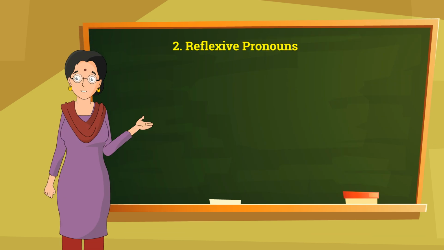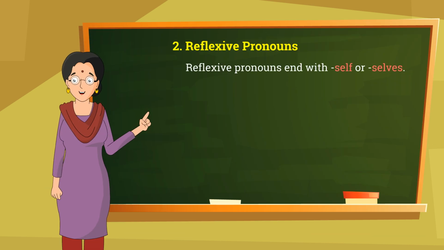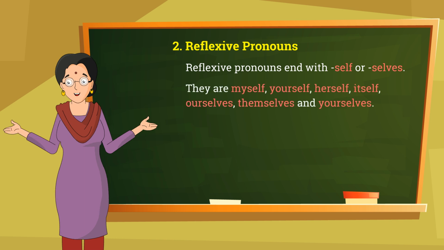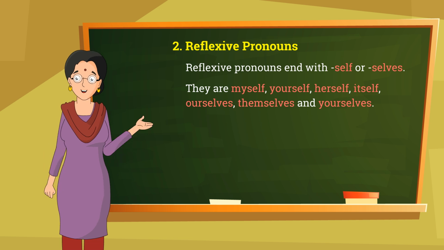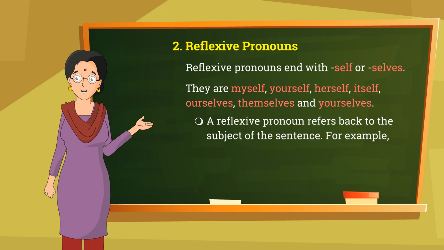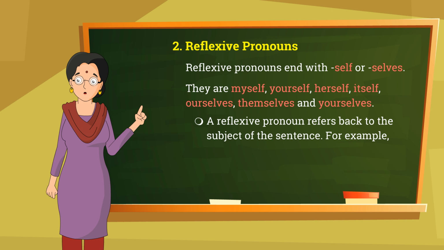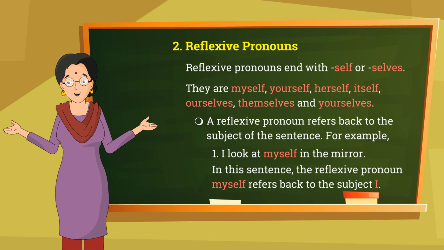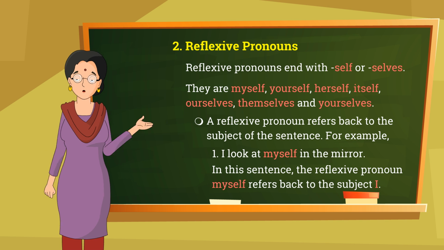Reflexive pronouns. Reflexive pronouns end with self or selves. They are myself, yourself, herself, itself, ourselves, themselves, and yourselves. A reflexive pronoun refers back to the subject of the sentence. For example, I look at myself in the mirror. In this sentence, the reflexive pronoun myself refers back to the subject I.